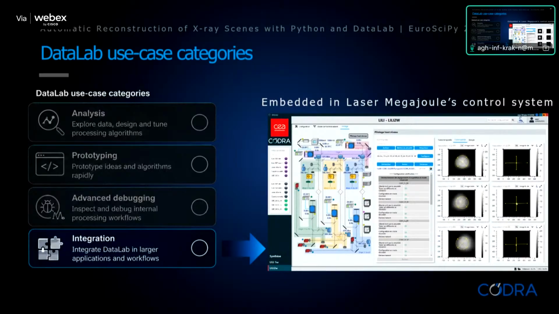And the fourth use case is integration. You may simply embed Data Lab in your own application to process data. Here is an example of control software on the Laser Mégajoule facility. You have a control software from a huge diagnostic composed of several scientific cameras, motors, and digitizers, and so on. And here you can see, you can't see because it's too small, but there are small buttons that may be used to open Data Lab, send data to Data Lab, process data, and get back the results in the main software.